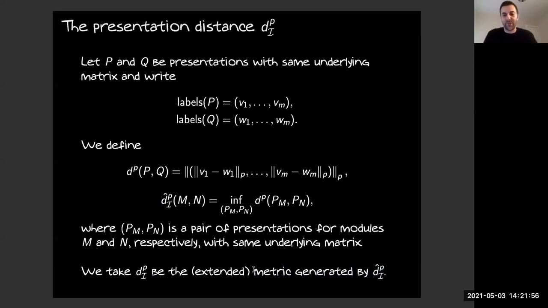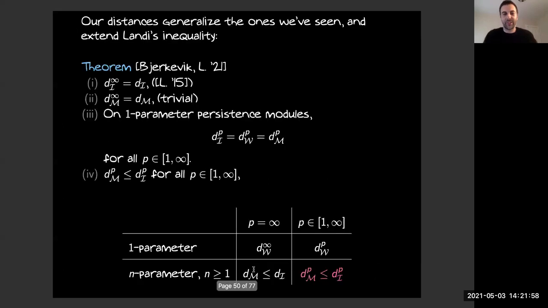So we dealt with this triangle inequality issue in a pretty naive, simple way, but we think this is a good way to do things. And so here is our first main theorem, which has four parts, and essentially it says that these distances indeed generalize the ones we've seen, and they also extend Lesnick's inequality relating the matching distance and the interleaving distance.